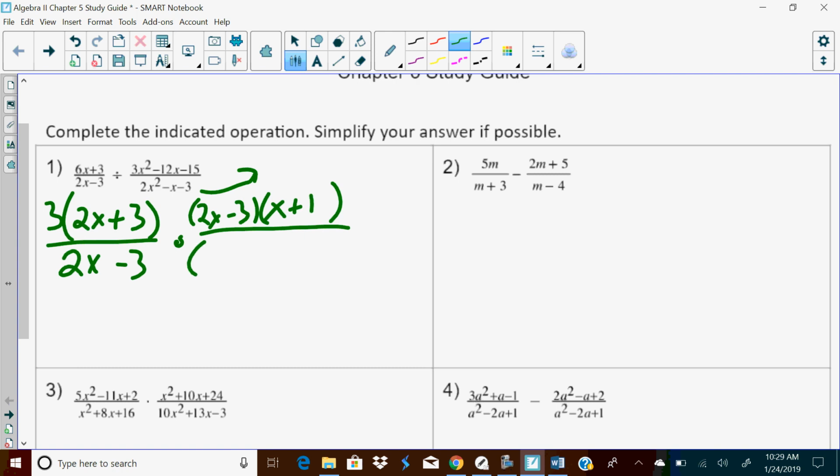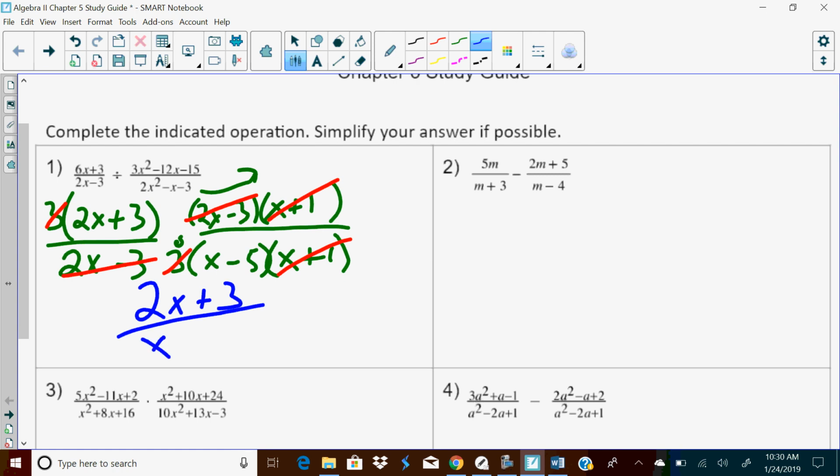And the bottom is going to factor into, I can pull out a 3, and it's going to factor into x minus 5 and x plus 1. So you can box and diamond it, however you want to factor it. Once you have everything factored, you can start eliminating things. So I can cross out this 2x minus 3 and this 2x minus 3, these 3's, and the x plus 1's. So my final answer is 2x plus 3 over x minus 5.